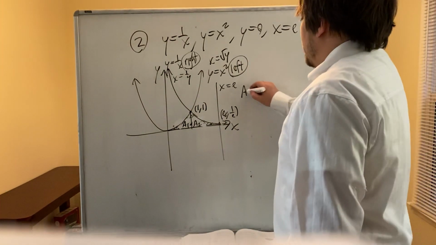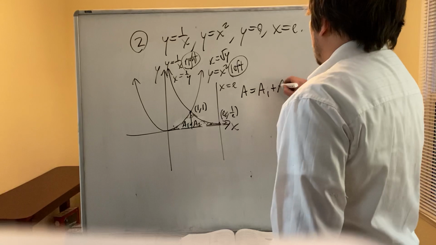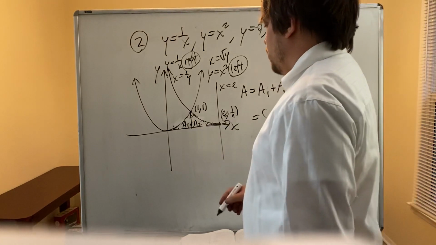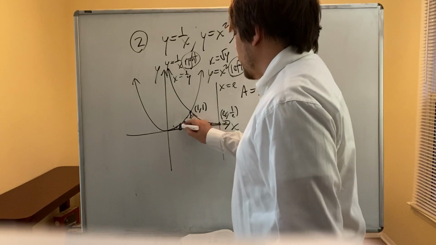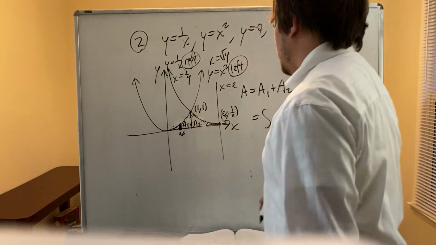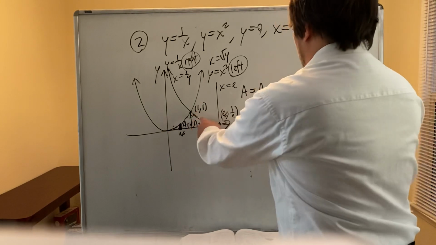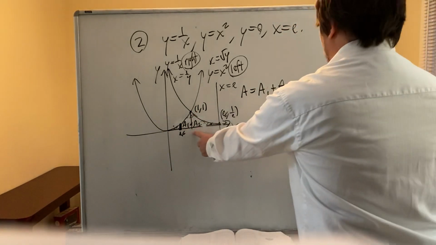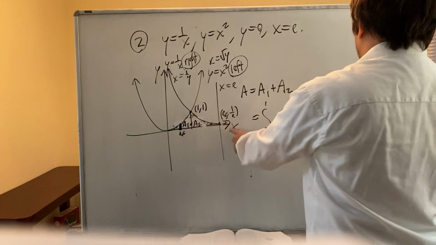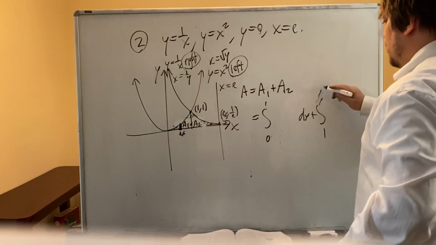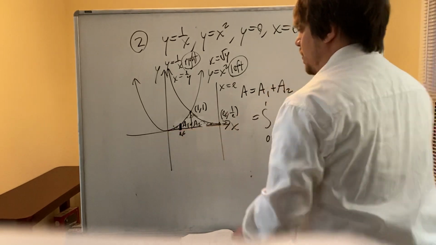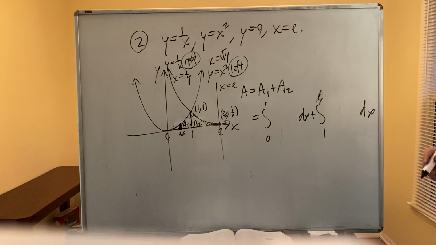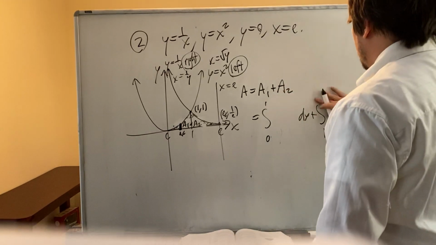Okay, so the total area, capital A, is equal to A1 plus A2. A1 is the definite integral, and we're going to have vertical rectangles here with delta x thickness. So the definite integral from 0 to 1 of something, plus the definite integral from x equals 1 to x equals e of something else. So we're splitting it up into x equals 0 to 1, and then from 1 to e, to find A1 and A2 respectively.